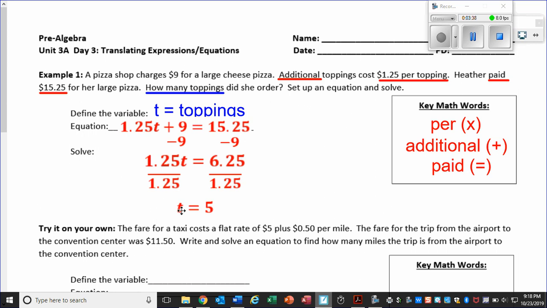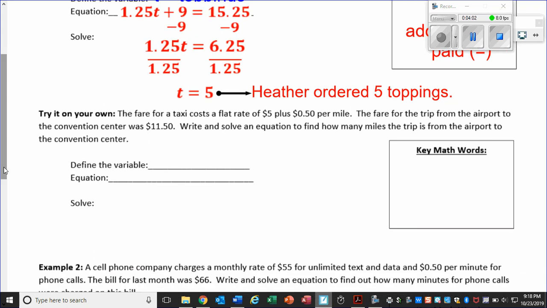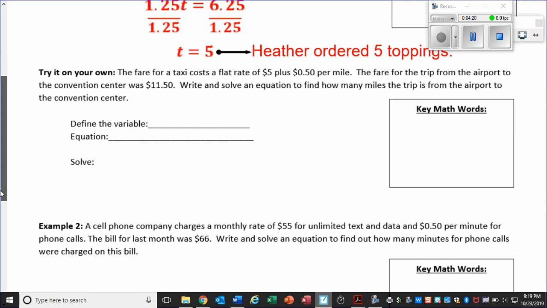We're not done, because they didn't ask what t equaled. They asked how many toppings did she order, so we're going to have to write that out in words. So what that actually means, that t equals 5, it means that Heather ordered 5 toppings on her pizza. Okay? So now you guys are going to try this one on your own, which is set up very similarly. You're going to find your keywords, define your variable, and set up your equation, and then solve it. Okay? We will go over this problem next class. Alright? You can either pause the video or try it at the end. It's up to you.